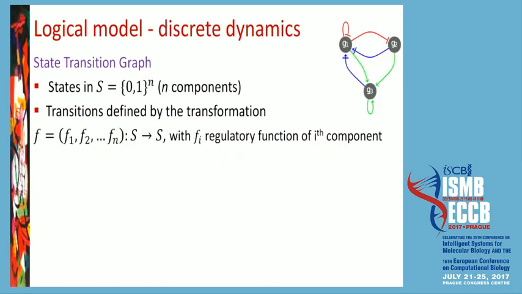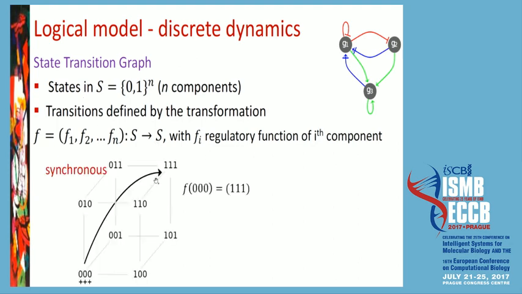Having set the model with the structure and the logical rule, we can then define the discrete dynamics of these models, which is generally represented by a state transition graph, which is defined by this transformation. For each component, we have the regulatory function, which drives the dynamics of each component. So we have the transition function defined over the state space.